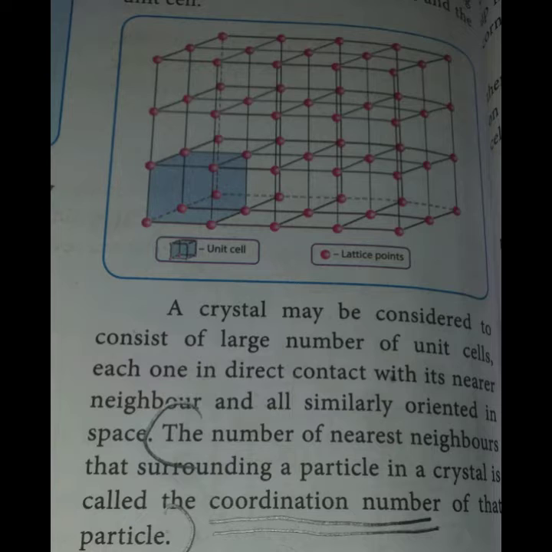A crystal may be considered to consist of a large number of unit cells, each one in direct contact with its nearer neighbor and all similarly oriented in space. So coordination number is defined as the number of nearest neighbors surrounding a particle in a crystal. Suppose one atom is present at the center of the crystal lattice and is connected with the atoms present in the corners, edges and face center, how many atoms it can bind with, that number we call as coordination number. So the number of nearest neighbors surrounding a particle in a crystal is called the coordination number of that particle.